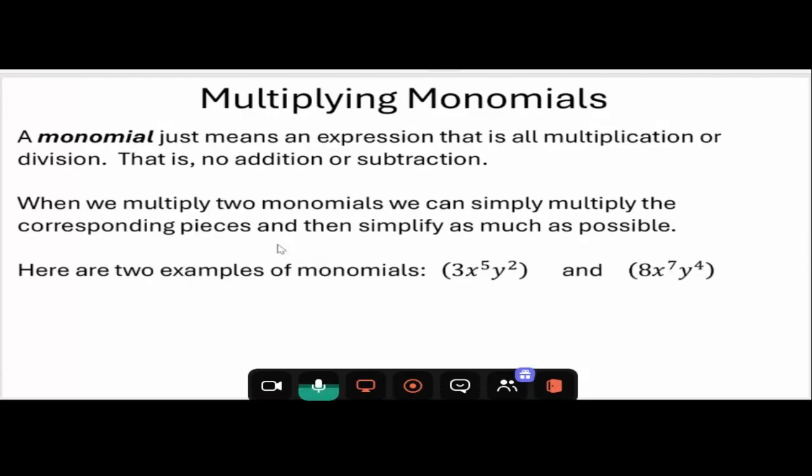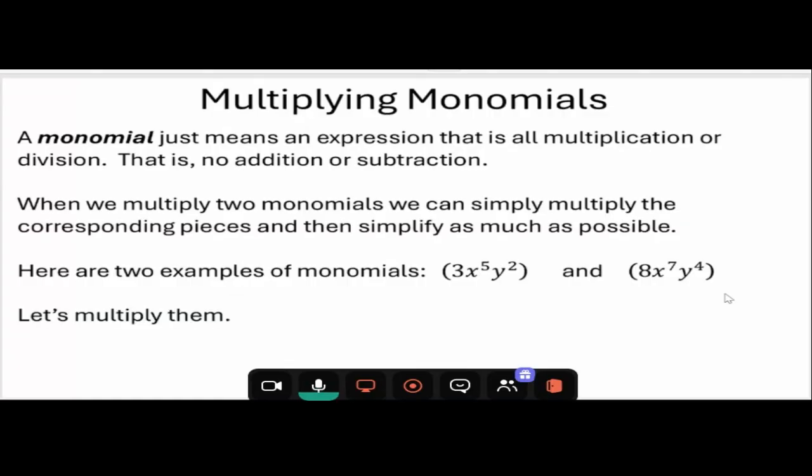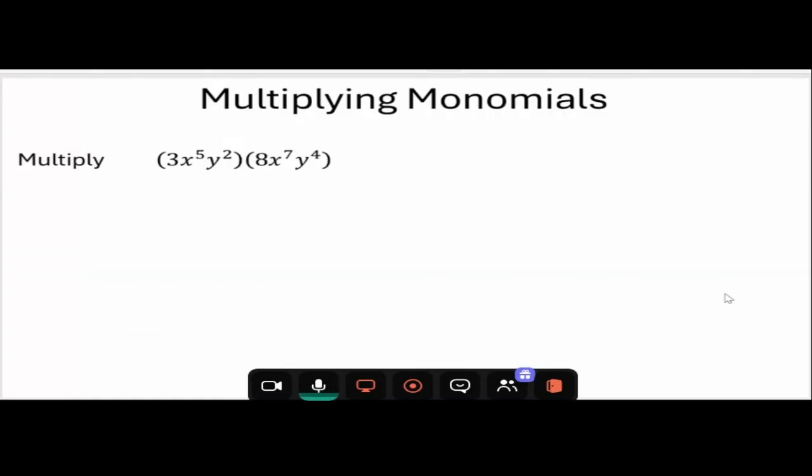So there are a couple of examples of monomials. Take a look at this, all multiplication: 3 times x to the 5th times y squared. No adding, no subtracting. 8 times x to the 7th times y to the 4th, all multiplying, no adding or subtracting. If there is adding or subtracting in there, then doing the multiplication gets way harder, but if there's all multiplying, it's quite easy. So let's multiply those two.